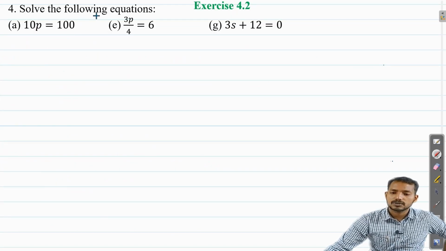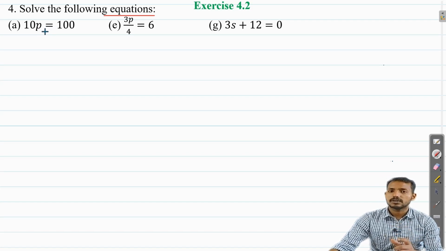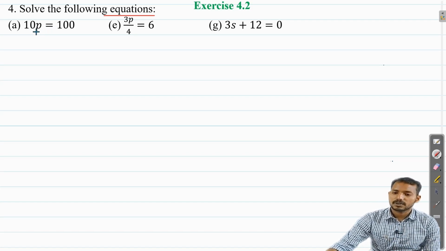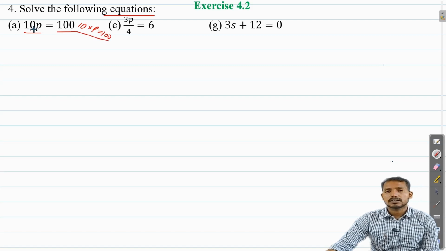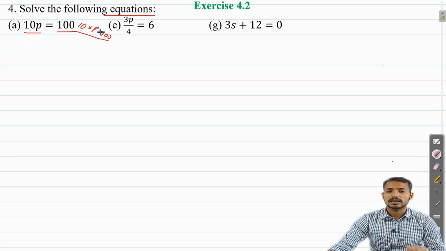Here it is asked to solve the equations. No need to write the steps, but I will write the steps for better understanding. Clear? So here 10p is equal to 100. 10p is actually 10 into p is equal to 100. So to separate this 10 from p, we need to divide by 10, because this 10 is multiplied to p, so we need to divide, just the reverse of that.